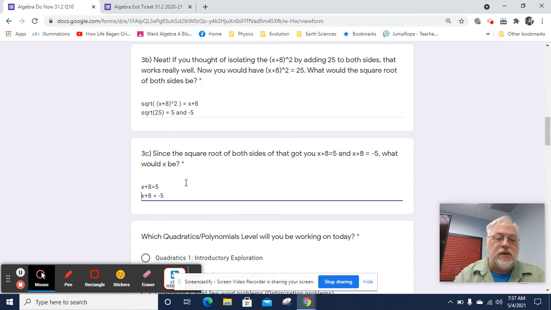Okay, so if x plus 8 equals 5, we can subtract 8 from both sides, and we get x equals negative 3. If x plus 8 equals negative 5, we subtract 8 from both sides, and we get x equals negative 13. Okay, so subtract 8 from 5, we get negative 3. Subtract 8 from negative 5, we get negative 13. And there you go.